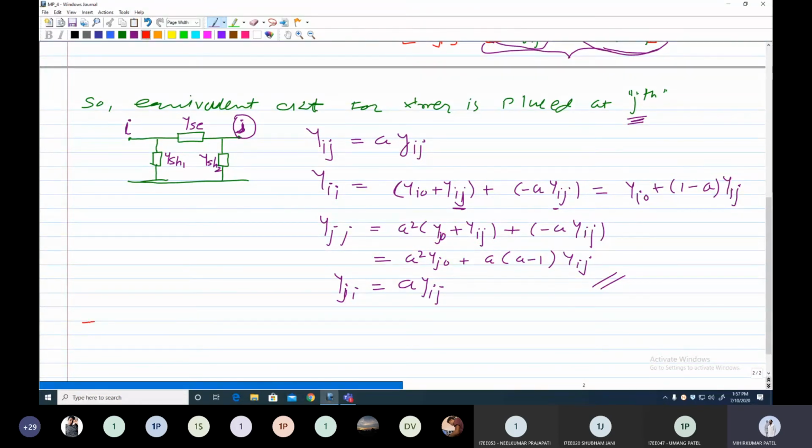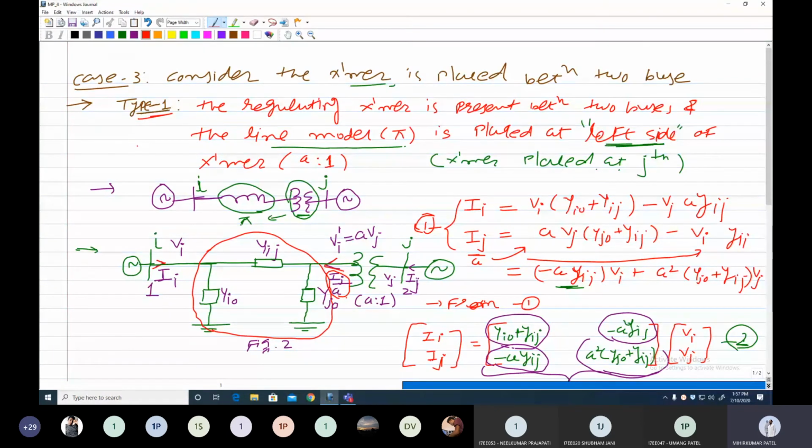Now, yes, just help me to derive an equation for type 2. Now, what is the second condition? Yes, anyone from your side? In the first case, we have considered that our regulating transformer is present between 2 buses and the line model pi is placed at the left side.